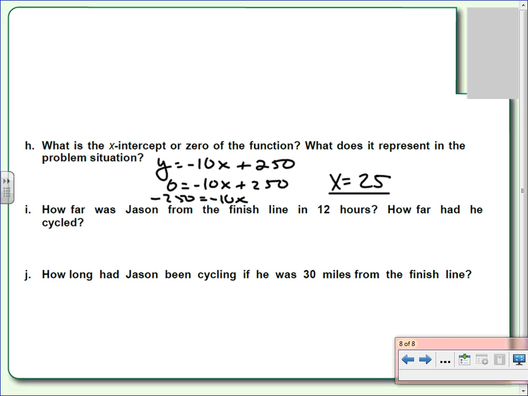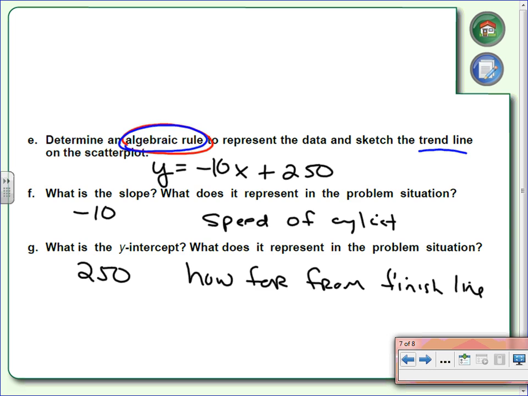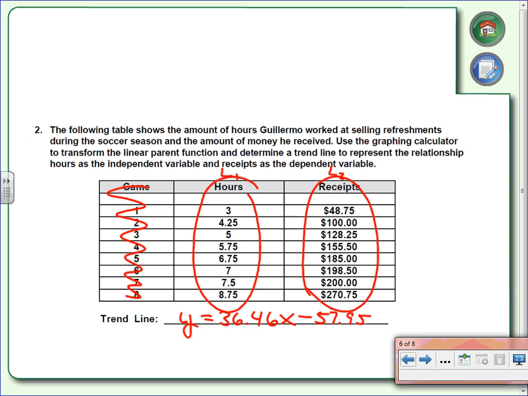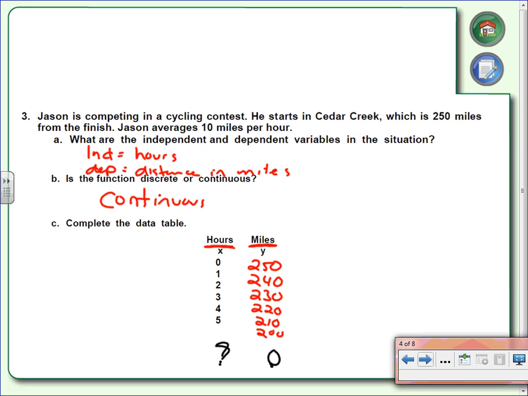Let me go back to the table so you can see over here. So basically what we're saying in the table, I'd have a 25 here and a 0 over here. What would that mean? It takes 25 hours to complete the race. That's exactly what it means. So it takes 25 hours for us to finish the race.